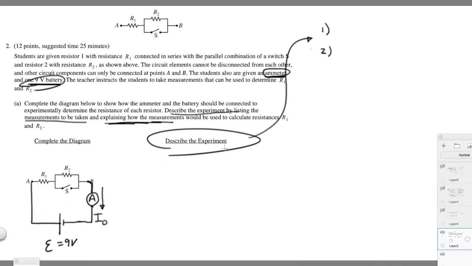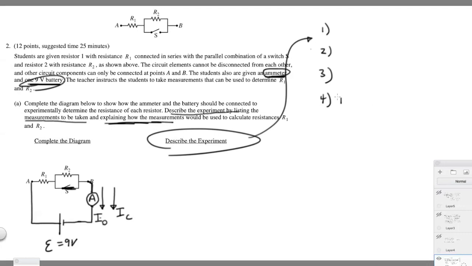Step 3 is close the switch and record the new reading of the ammeter. And I'm going to call that current with the switch closed IC, for when the switch is closed. And these two currents are going to be different. They're different current readings. So IO is the current with the switch open, and IC is the current with the switch closed.